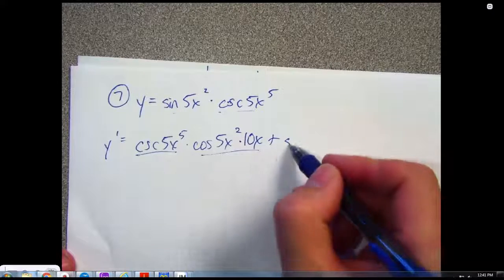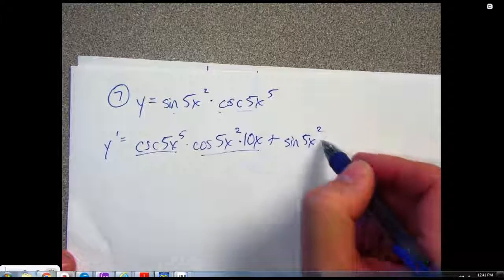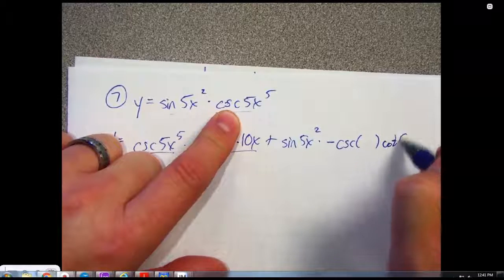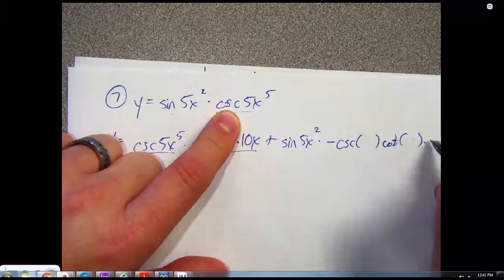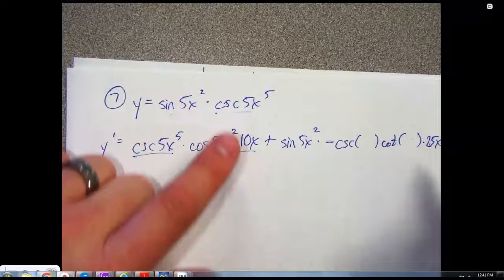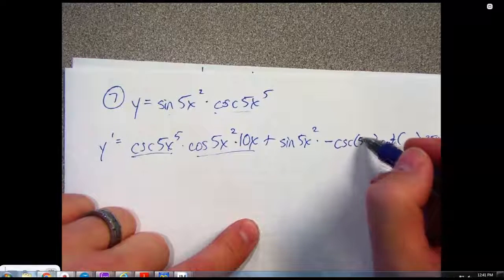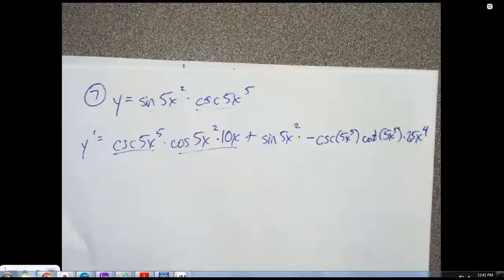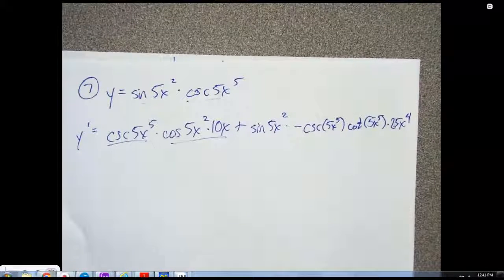Plus 1d2, so plus sine of 5x squared. And the derivative of cosecant is negative cosecant cotangent times the derivative of the little guy, which is 25x to the 4th. And then in these spots, the little guy stays in both of those spots. So that's the derivative, but you can only have one term in your answer. So I'm looking for chunks that I can take out.